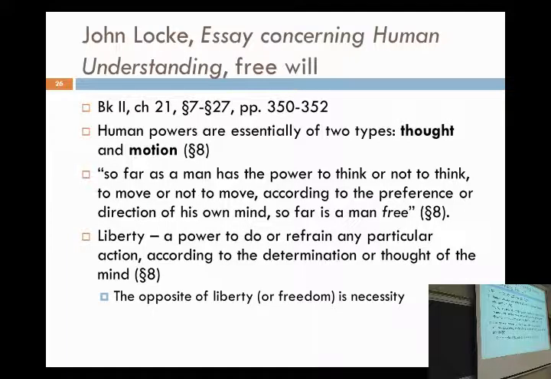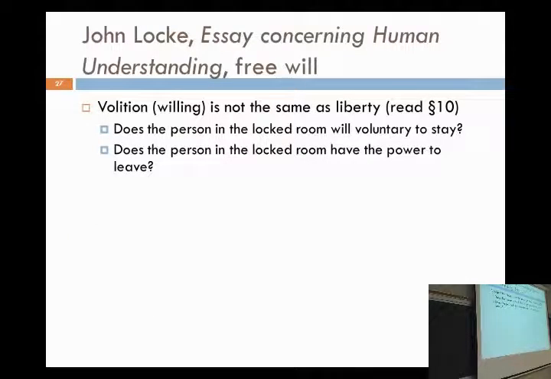Now this power of liberty is to be contrasted with volition. And this is what he takes up in section 10. If you have your books, let's open it up to 350 or 351. Let's see. 350. And Locke gives a very famous example in this section. So pay attention and notice, I'm going to ask you about the example, the example of a person locked in a room. And I'll just read all of section 10, it's not a very long section, on page 350.